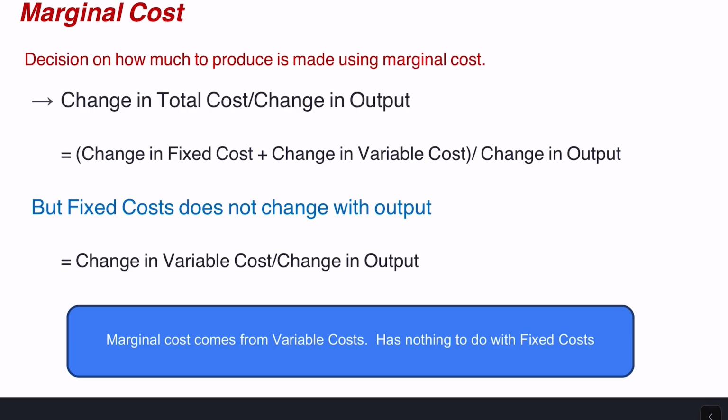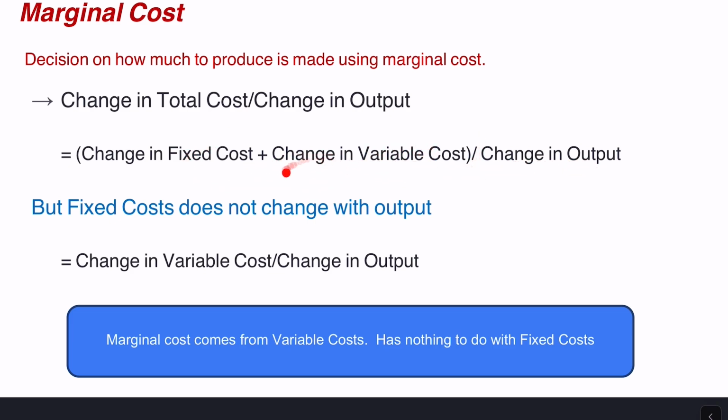Marginal cost is going to be the change in total cost divided by the change of output. So this marginal cost will give you the additional cost to produce one extra unit. We can get this change in total cost: it's going to be the change in fixed cost plus the change in variable cost, because total equals fixed plus variable. Now it's going to be divided by the change in output.